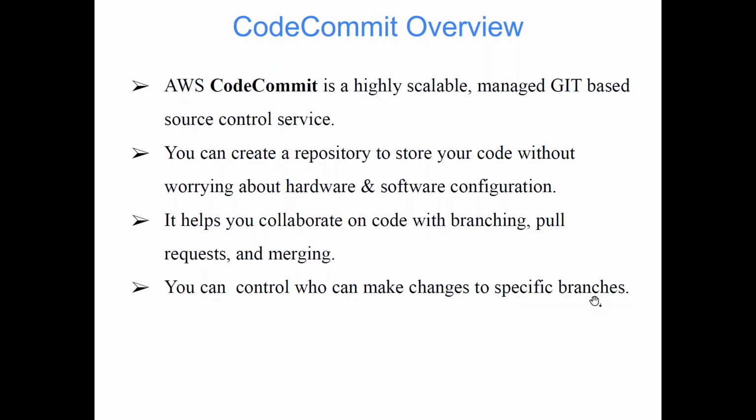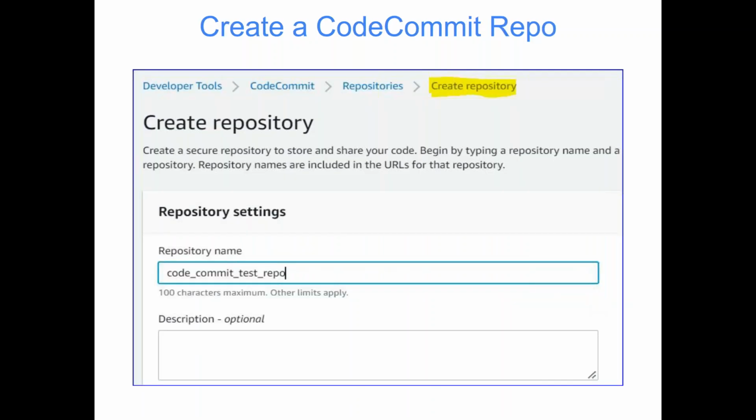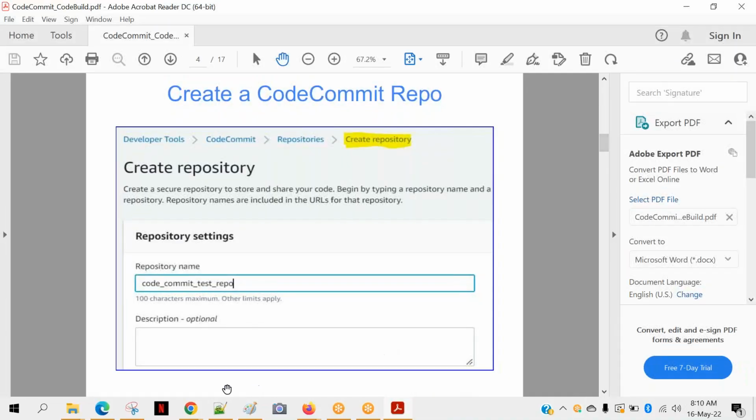So this is a very brief concept about code commit. Now we'll do it practically. So, create a code commit repo. That day we created a repository on GitHub, but today we will be creating a repository on our AWS. So just give me a moment.